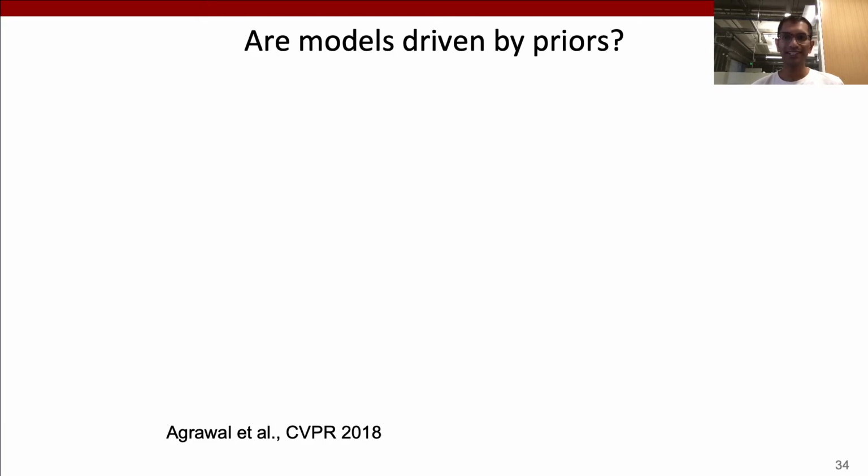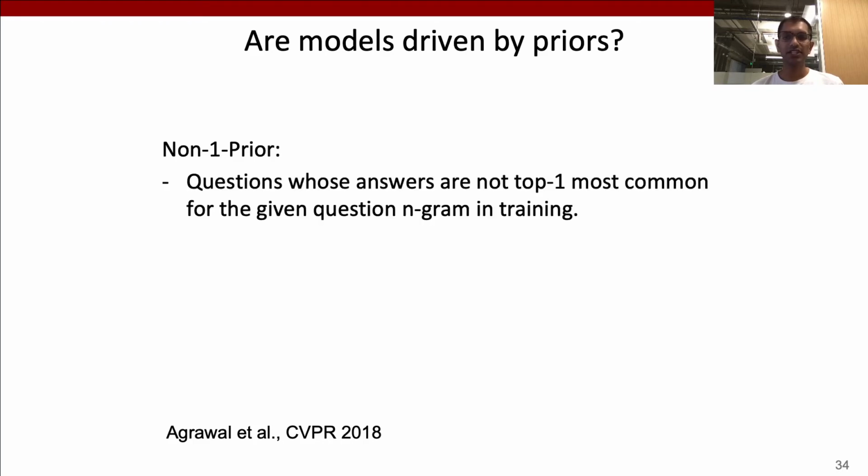It has been shown in recent studies that today's VQA models are heavily driven by superficial correlations in training data. So it is interesting to ask how much the current entries are driven by priors in training data. In order to answer this question, we compute the accuracy over those questions whose ground truth answers are not the top 1% most common answers for the given question n-gram in training. These questions make up about 73% of the whole test challenge questions.